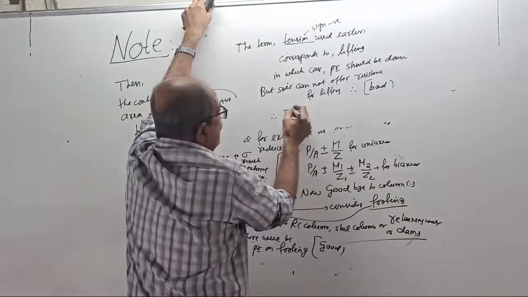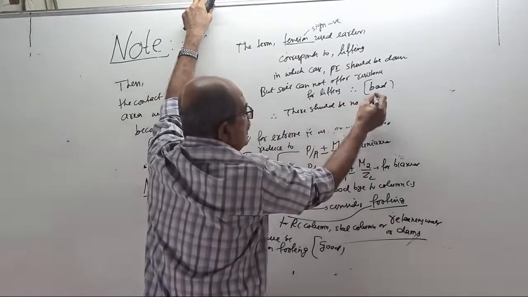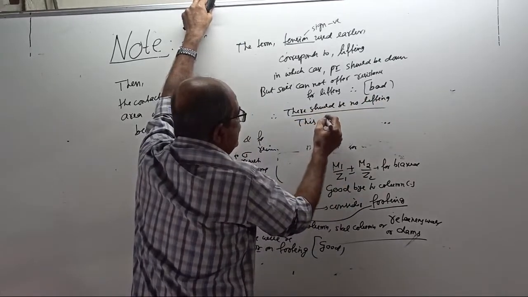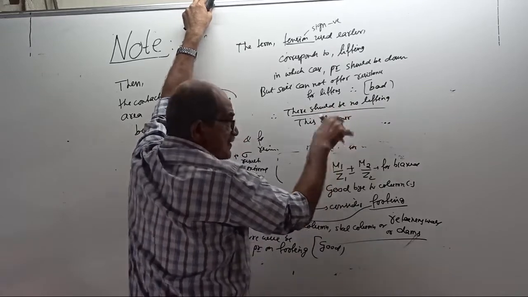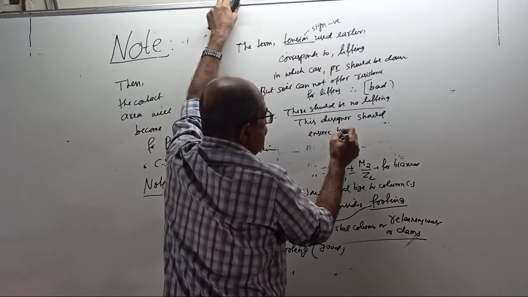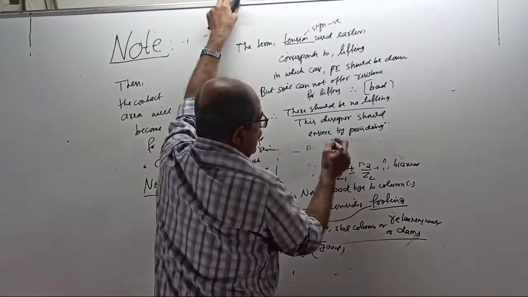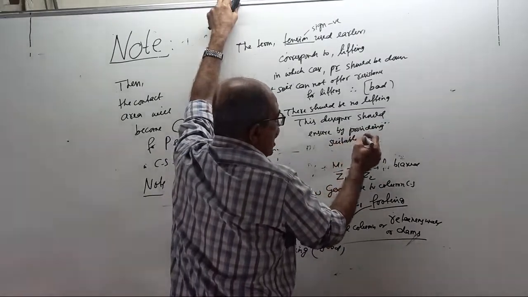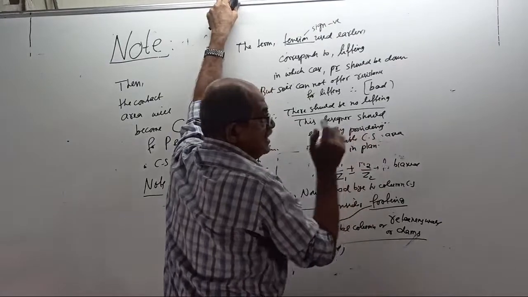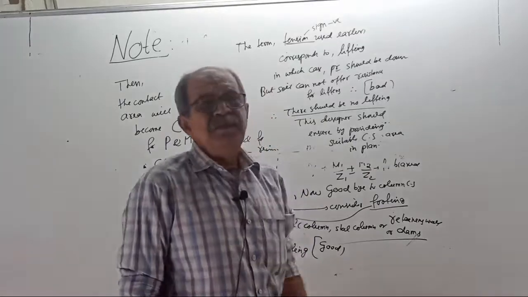Therefore, there should be no lifting. The designer should ensure this by providing suitable cross-sectional area in plan. Clear now? Now you can do one thing.